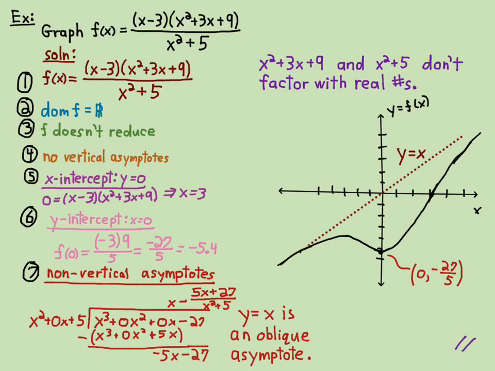It looks like that. And I kind of missed a little bit here. That's supposed to go through 3, because the x-intercept is 3, right? Well, the intercept is actually (3, 0), but it should go through that point there. How did I know it was shaped like this? I graphed it on my graphing calculator.